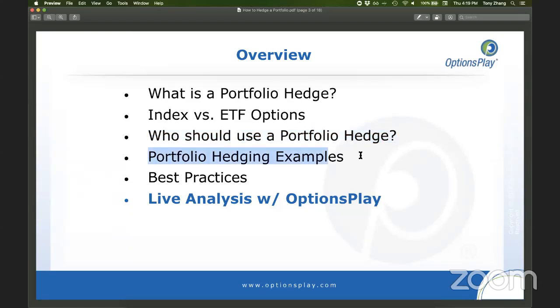Then what I'll do is I'll start talking about some real examples, a real portfolio, putting the different hedges on, whether you're looking for catastrophic insurance or comprehensive insurance on your portfolio. We'll talk a little bit about the differences and what you can expect of each one. We'll go over best practices for when to enter and exit your hedge.